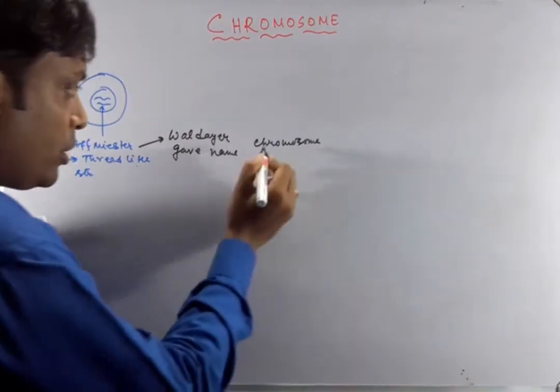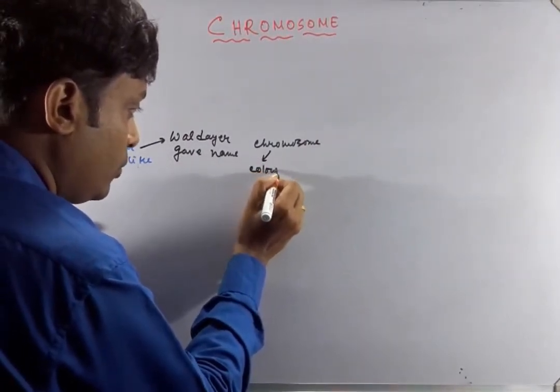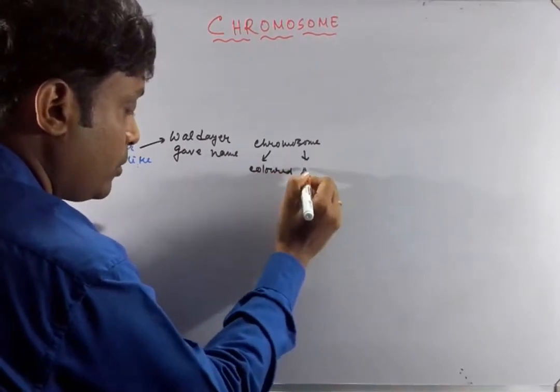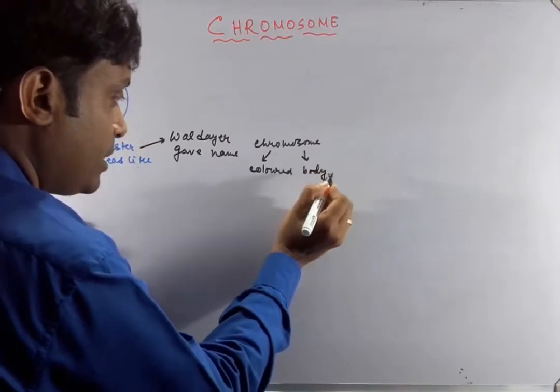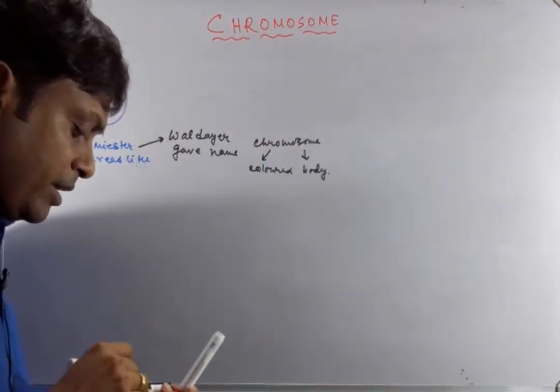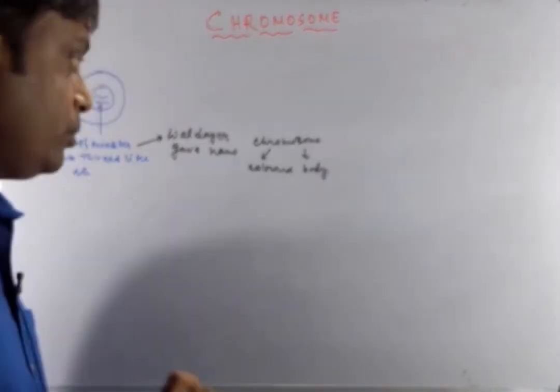Chromosome actually means colored body. Chrome means colored and zome means body. So chromosome means colored body. Each and every kind of organism contains chromosomes.